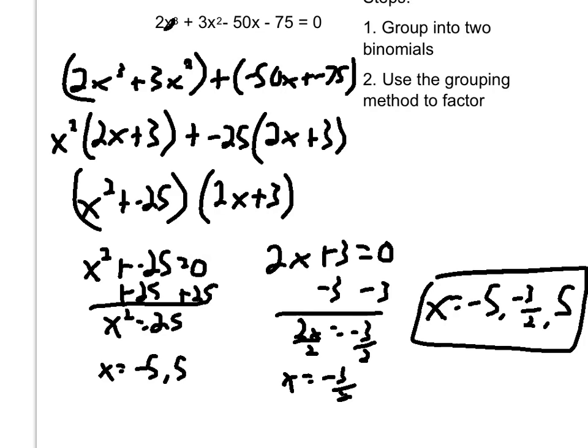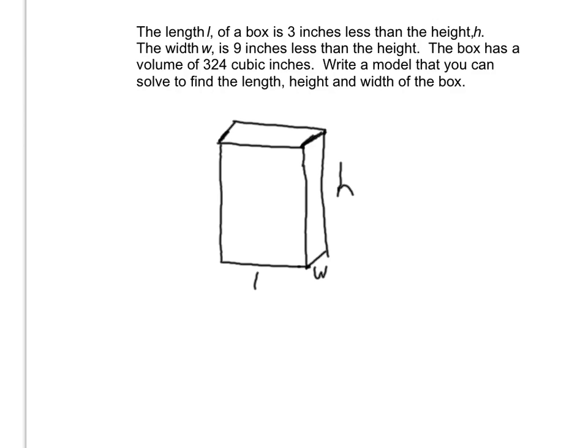Alright, and we got one last example. Now this example says the length of a box is 3 inches less than the height, and the width is 9 inches less than the height. So the box has a volume of 324 cubic inches. Write a model you can solve to find the length, the height, and the width of the box.